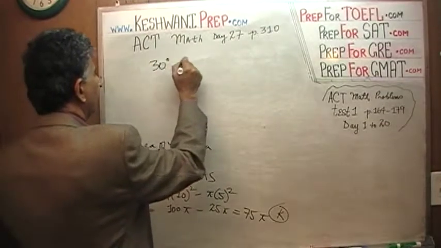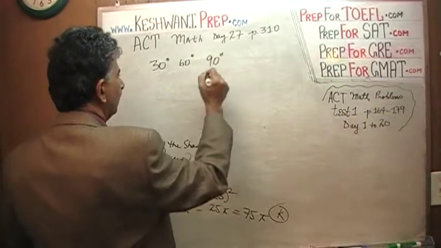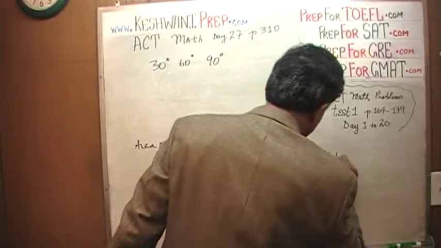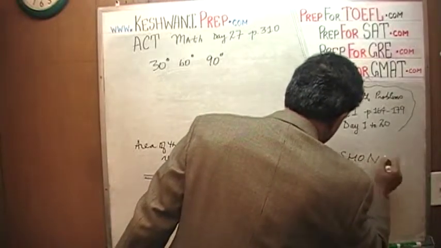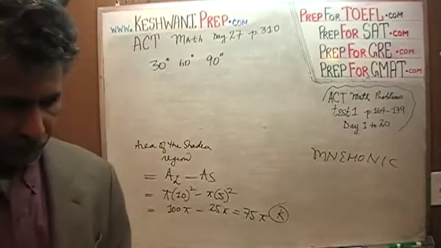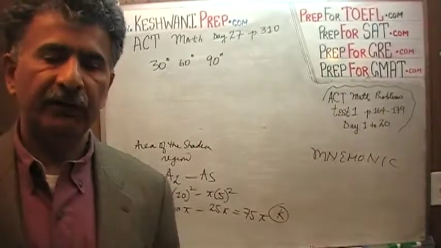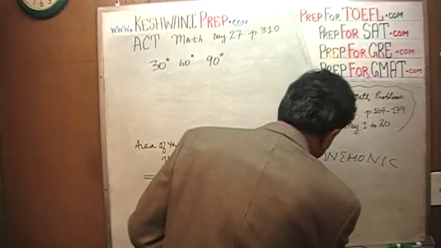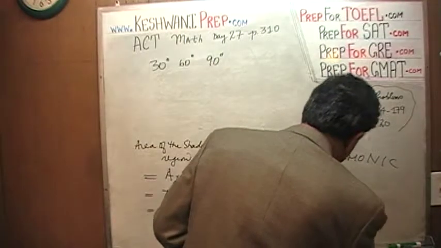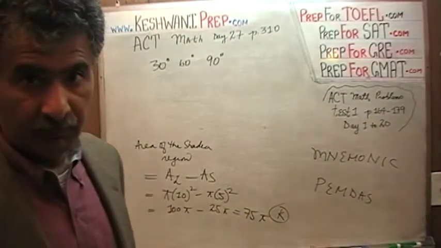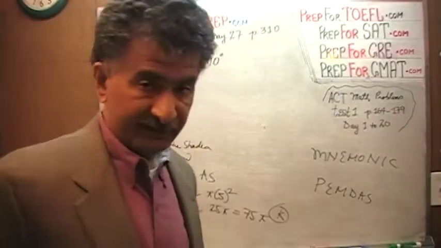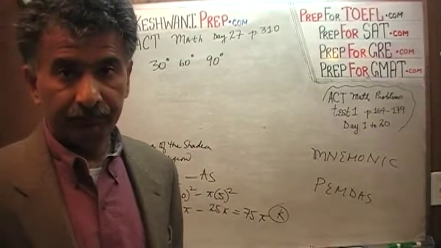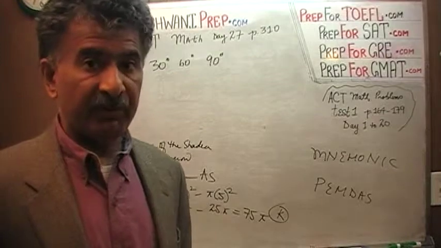"30, 60, 90 triangle." Do you know this word? Mnemonic? Of course you do. Mnemonic is a memory device. Mnemonic is something that you make up to remember something. For example, PEMDAS is a mnemonic device. PEMDAS reminds us of the order of operations. Please excuse my dear Aunt Sally. Well, that's a mnemonic device. It helps me remember something.